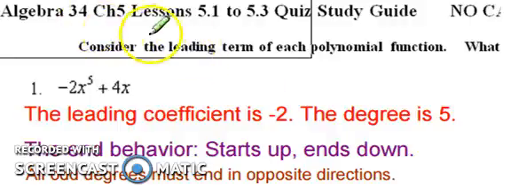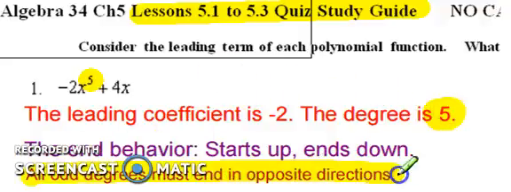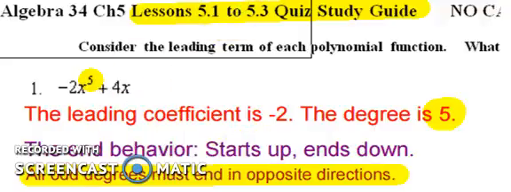In problem number 1 for the study guide, for the quiz, we are going to figure out the end behavior of the polynomial. My degree is 5. That's an odd degree. All odd degrees are in different directions. So normally odd degree starts down and ends up, but my coefficient's -2. It flips it upside down. So this graph is going to start up and down.